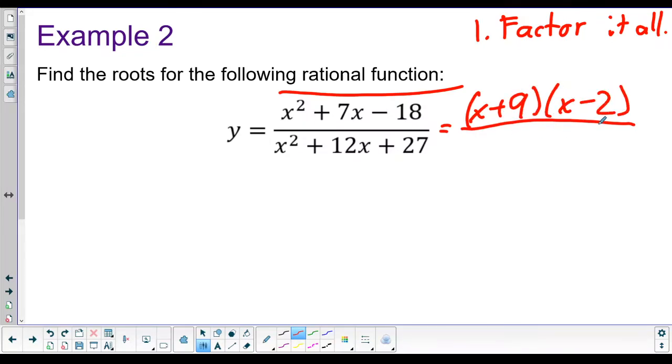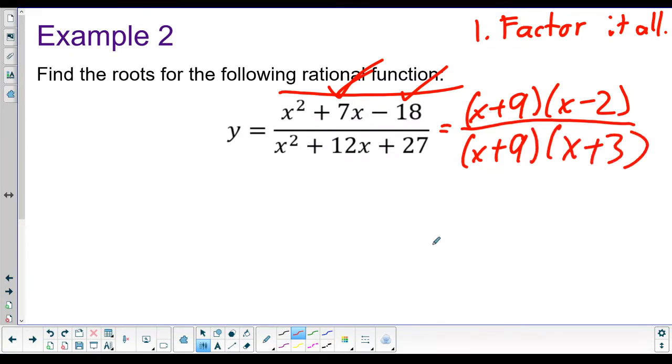And just make sure that checks out, right? 9 times negative 2 is negative 18. Bingo, check mark. And then 9 minus 2 is 7. Yup. Cool. On the bottom, we need two numbers that multiply to 27 and add up to 12. So that's going to be x plus 9 and x plus 3.